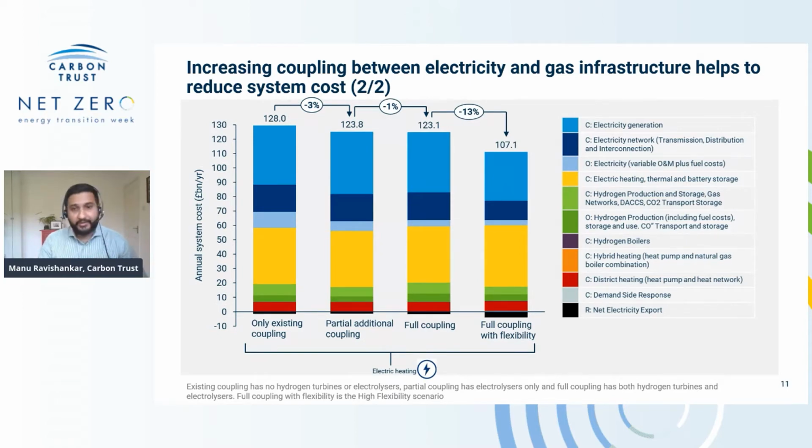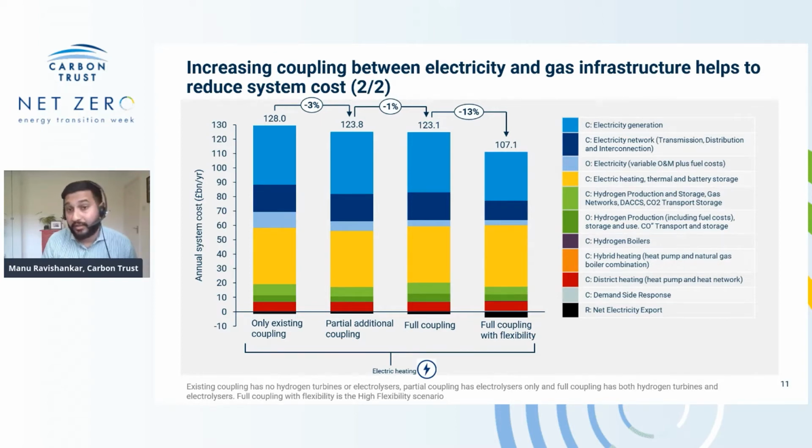Now, this slide is very similar in layout to the previous slide, and this showcases a similar effect of coupling that is helping to reduce system cost and meeting net zero. But this time around, we're looking at the electric heating scenario. So as you can see, again, going from left to right, we see a similar trend of cost reduction progression going from existing levels of coupling between the power and the gas networks all the way through to full coupling where you have flexibility and the hydrogen technologies that are pulling together the different systems, which offers, of course, the greatest step down in terms of cost.